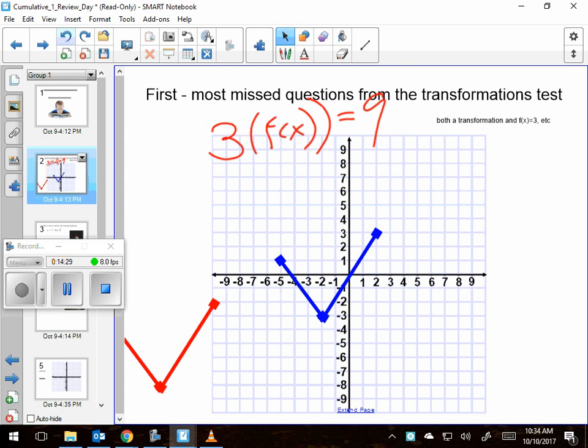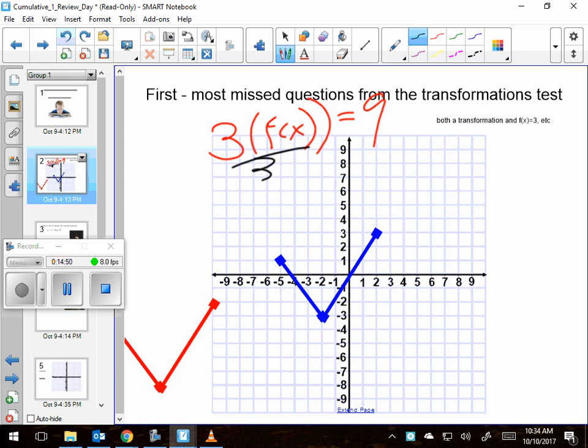So math is best done just one step at a time. Don't try to figure out the whole big picture. Just do one little thing. Wouldn't it be nice if it was just f of x all by itself? So Sam, how do we do that? Get f of x alone.